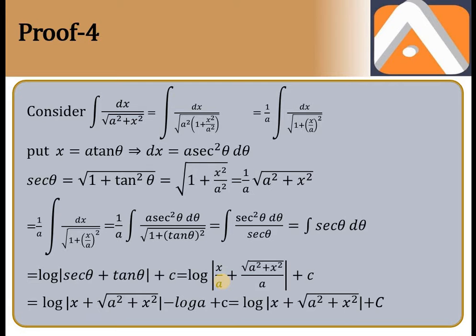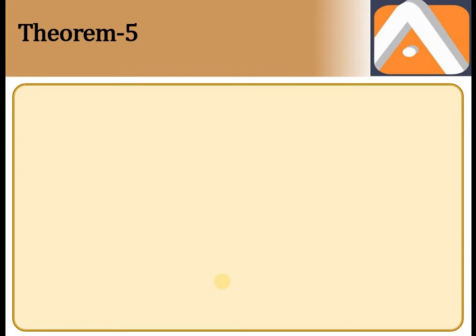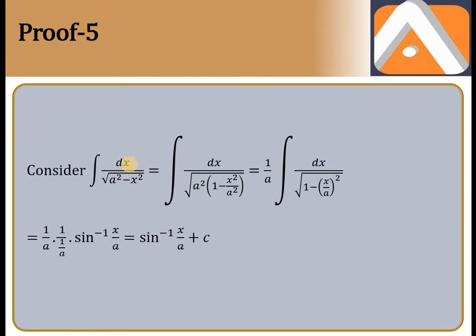So plus c you can write directly. Now let us see one more formula. Same, integral under root of a square minus x square. If in place of a square you have 1, directly the formula becomes sin inverse x. But here a square is given, so take a square common. A square common, so it will come outside.